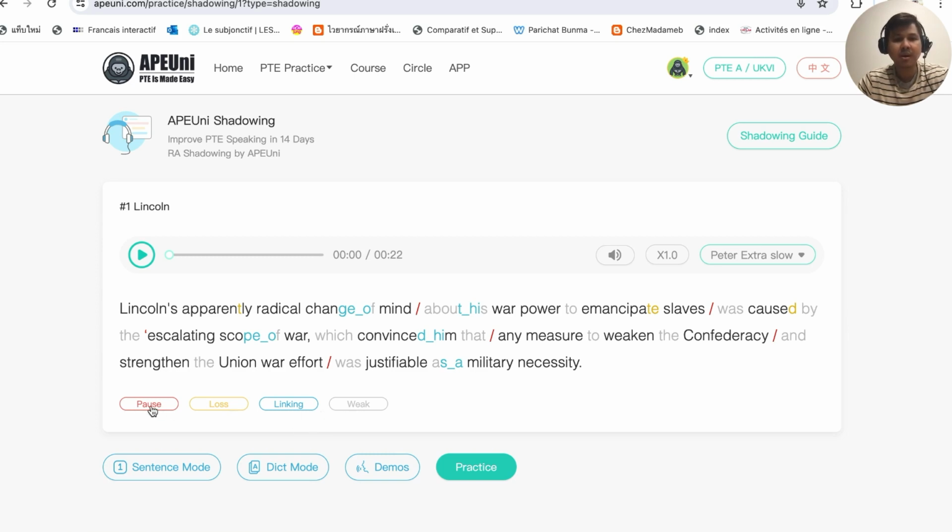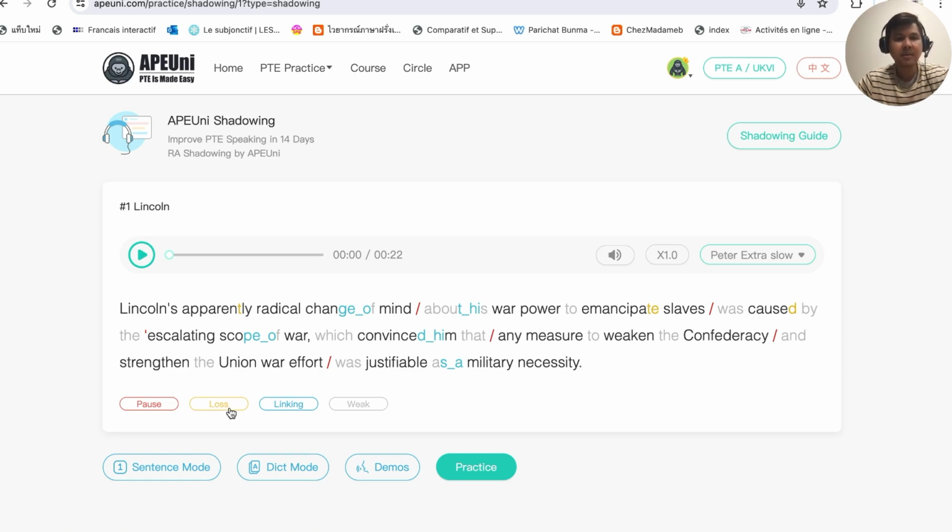What does it mean, pause? You can see the red one here, pause. When you see the red sign, you have to stop. You have to give the pause. You have to stop, and then after that you can start to say the next word. You see here, you have a pause after slaves, after that, after Confederacy, and after effort.